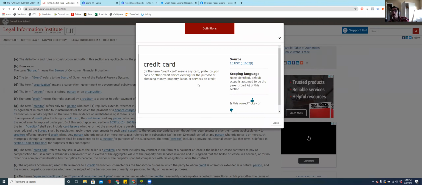So that means this not only includes mortgages, bank notes, but that also includes your social security card. Your social security card falls under the definition of credit card under 15 US Code 1602. Okay. And this same definition also applies in other federal law as well, like the Consumer Protection and Debt Collection Practices Act or the Fair Credit Reporting Act.